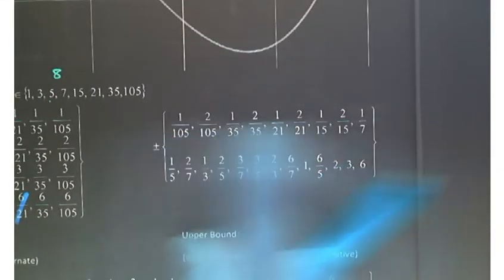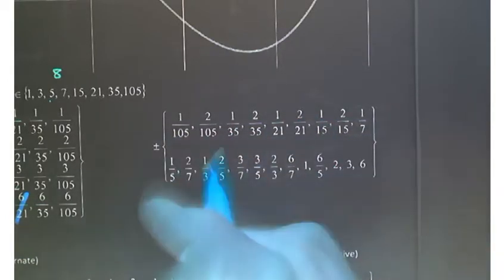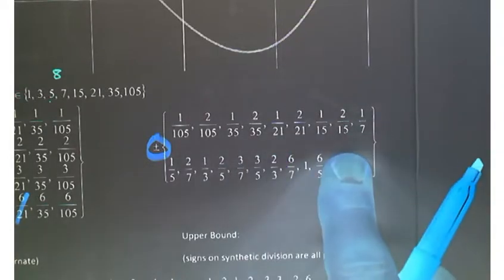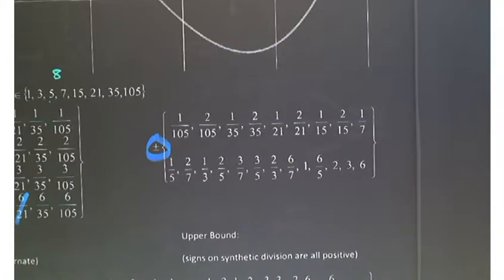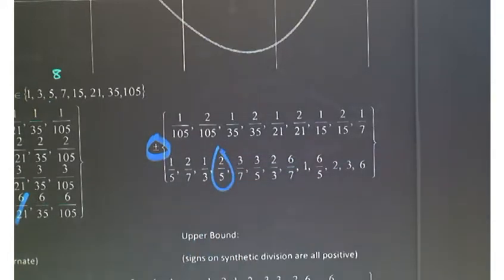So I've written them in order, in increasing size, from smallest to largest, and there's still that plus or minus. So, yay. If your graph's going to cross the x-axis at a nice rational root, it's going to be one of these. In fact, very helpfully, we noticed that one of our roots, 2/5, is already on that list. Good.